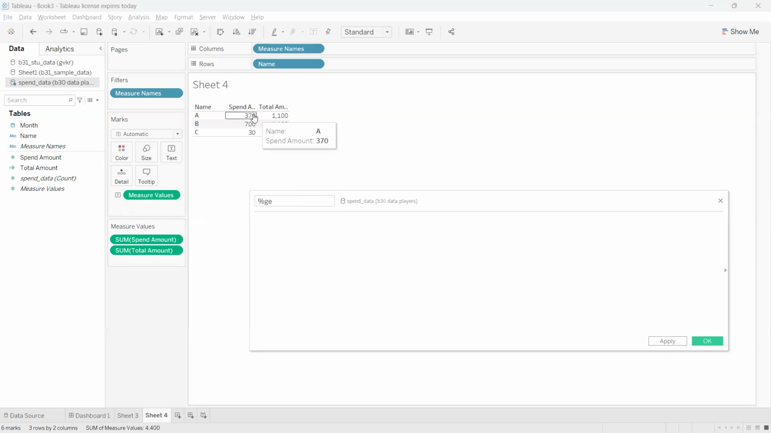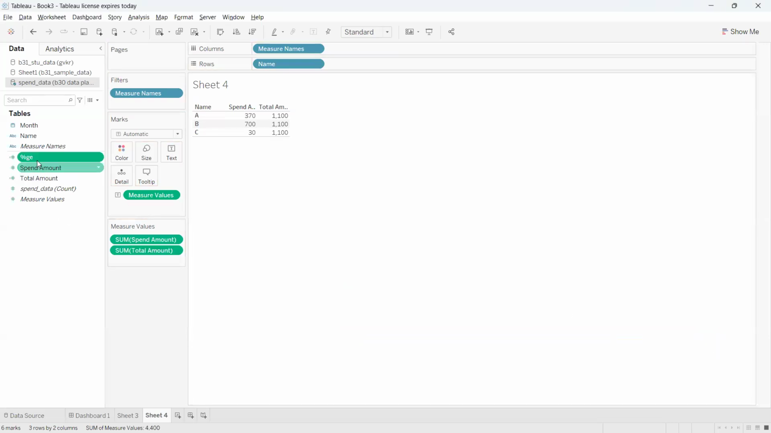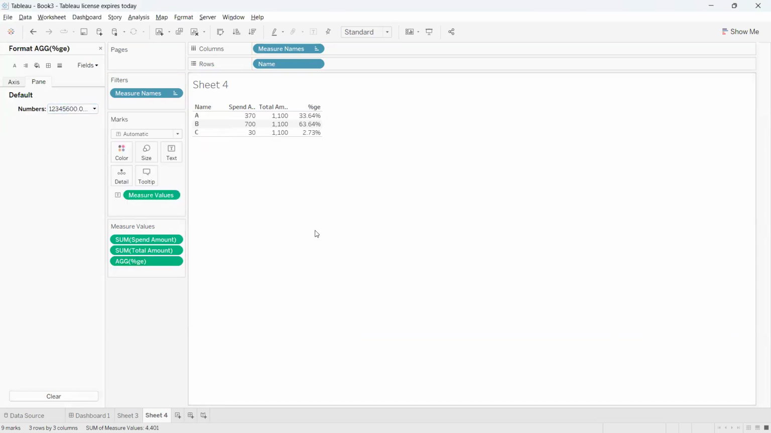Now percentage means numerator, that is 370 for person A, divided by total amount. This 370 is coming because of this sum of spend amount. So the numerator is the sum of spend amount divided by the denominator. Simple. Just click on OK. Just drag the percentage here. Now automatically this is giving 0, 1, 0 like that. But I can go to this percentage drop down, format, change it to percentage. Now you see whatever answer I got in Excel, I got the same answer here. Same.